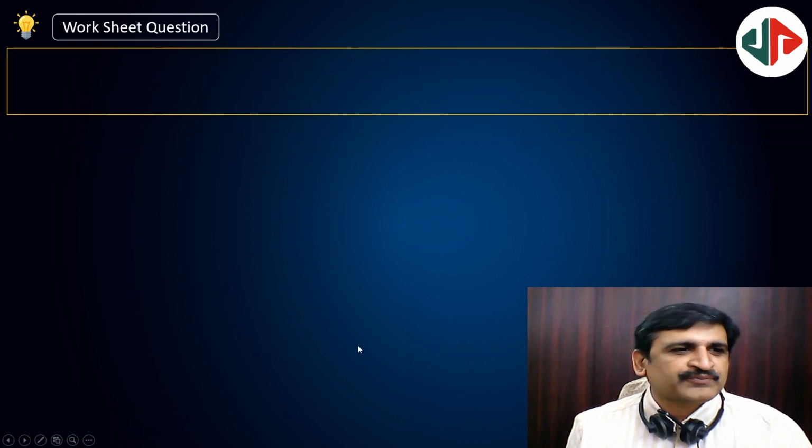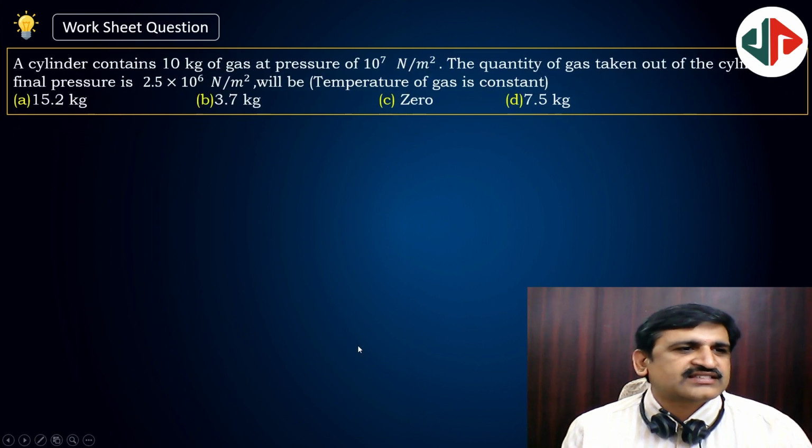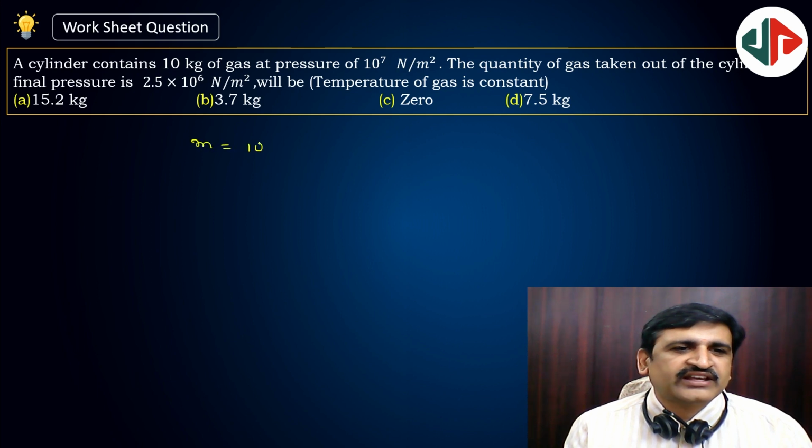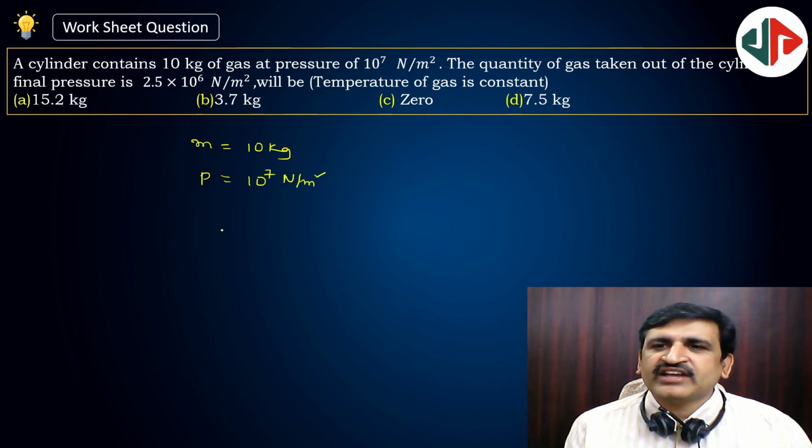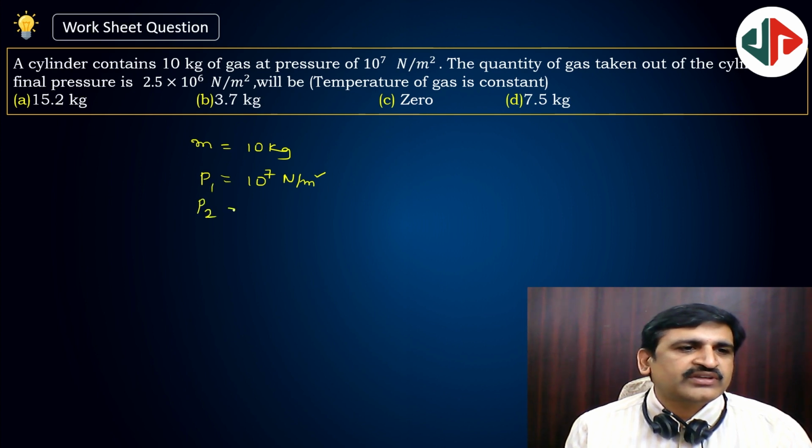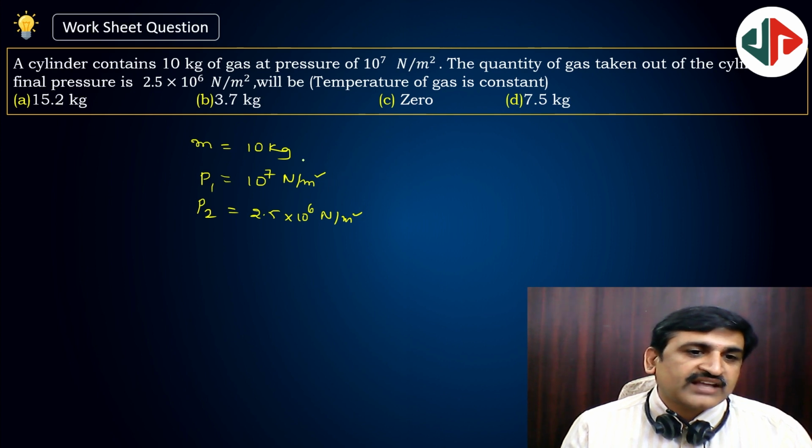Yes. Next, a cylinder contains 10 kg of gas, m equals 10 kg. Pressure P equals 10 to the power of 7 Newton per meter square. Find the quantity of gas taken out of the cylinder if the final pressure P2 equals 2.5 times 10 to the power of 6 Newton per meter square, with the temperature of the gas constant. The cylinder contains 10 kg, so volume is also obviously constant. So some gas is removed.